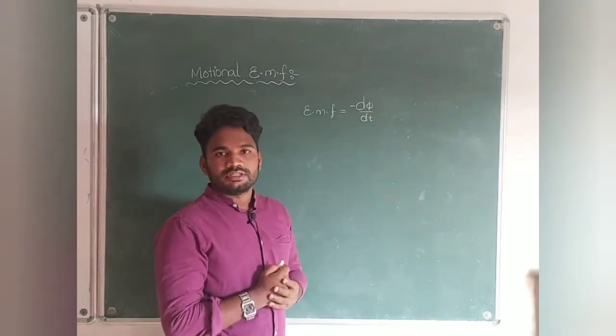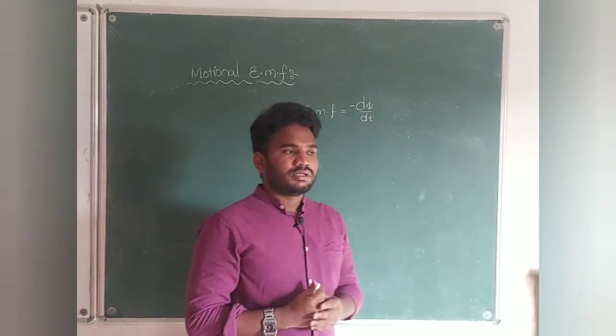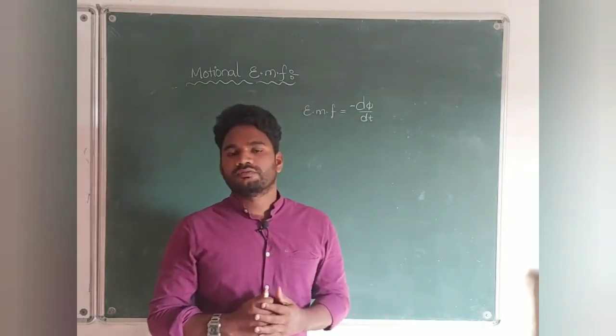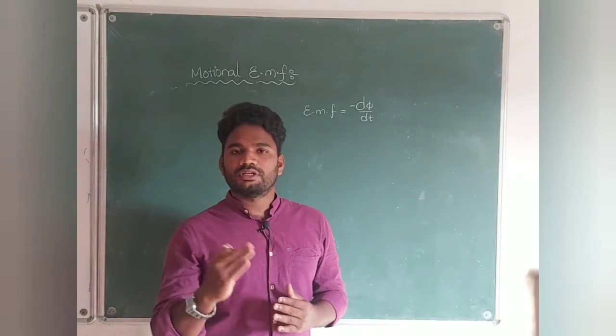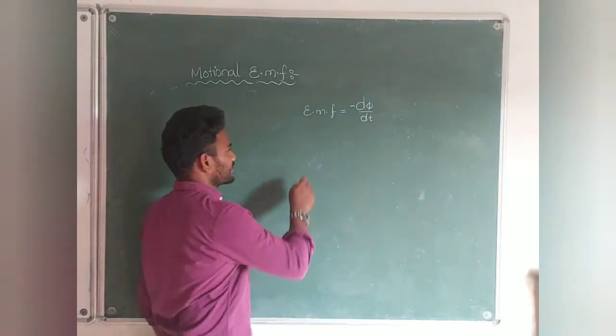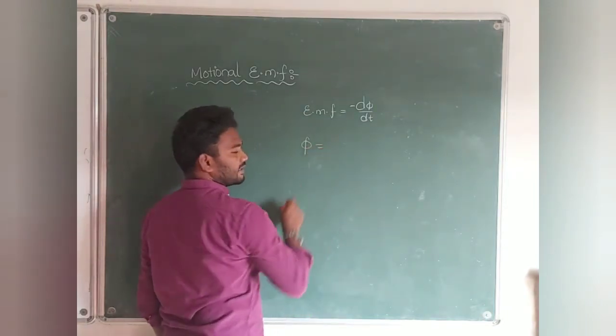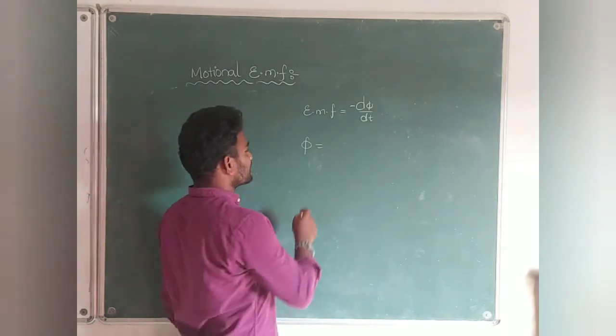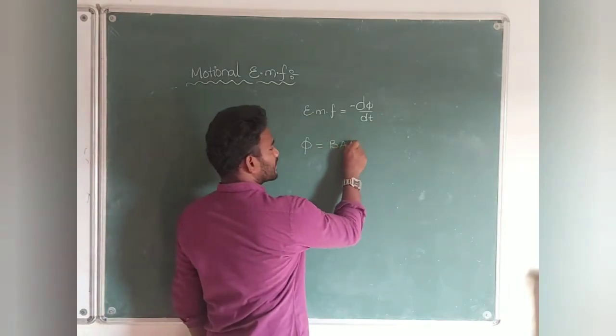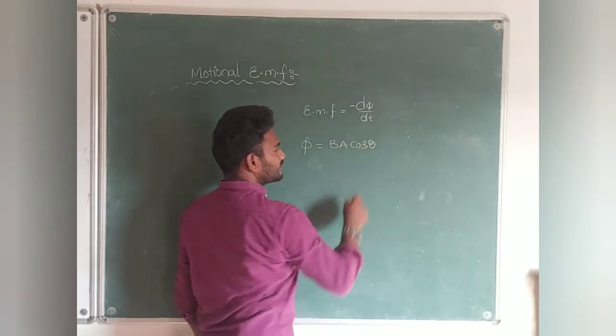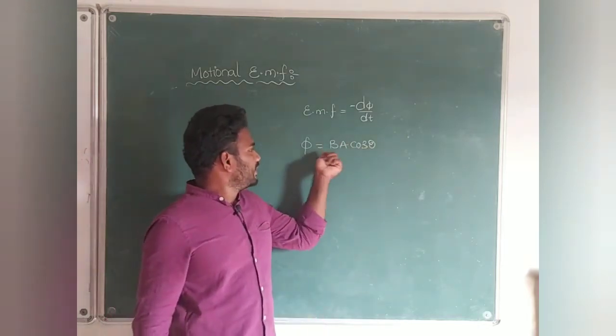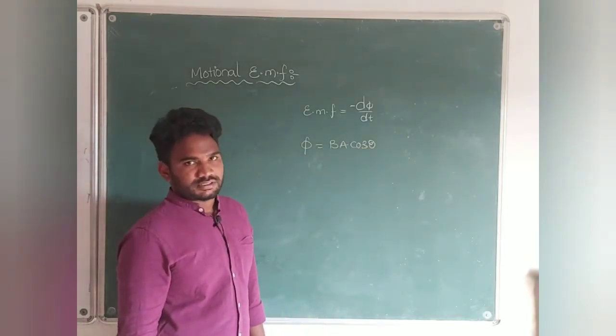When the flux is going to change, if you want to know how, you should go with the flux formula. What do you mean by flux? The magnetic flux is given by B A cos theta. I hope you know, B A cos theta is the formula of flux.